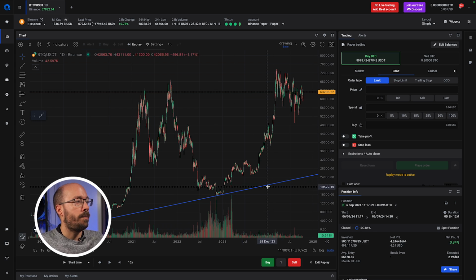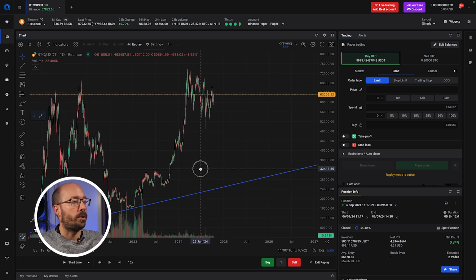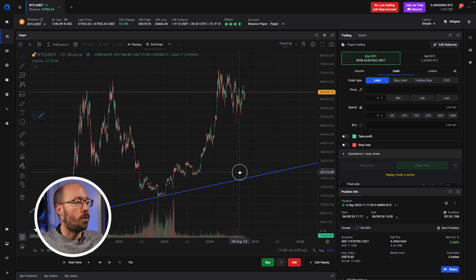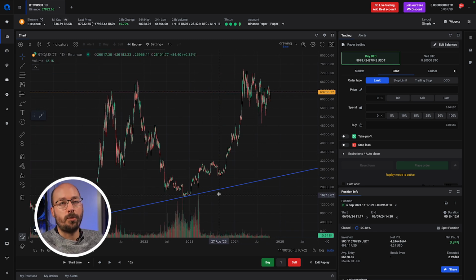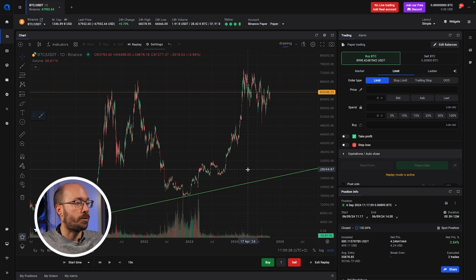And maybe somewhere in the future, it would actually retouch this. But that would take a very, very long time. So we're not going to wait until the price goes down there. What we can do is draw more trend lines on a steeper level. To keep it simple and easy for ourselves, let's just give this one a color. So let's say it's now green as it's going in an uptrend.